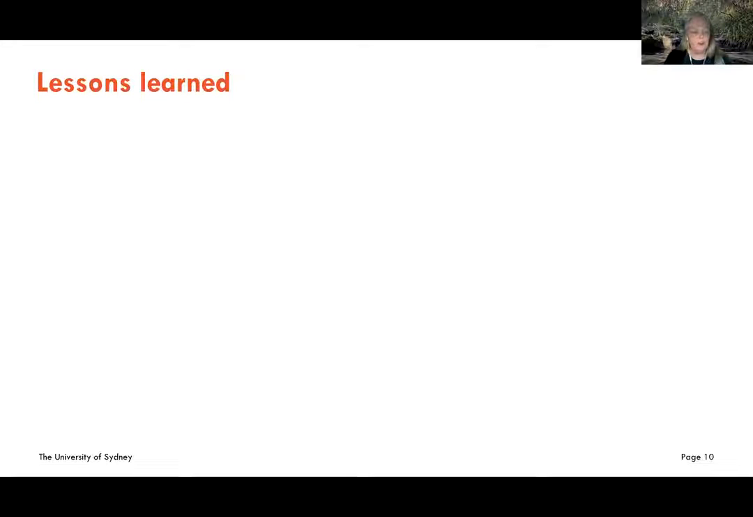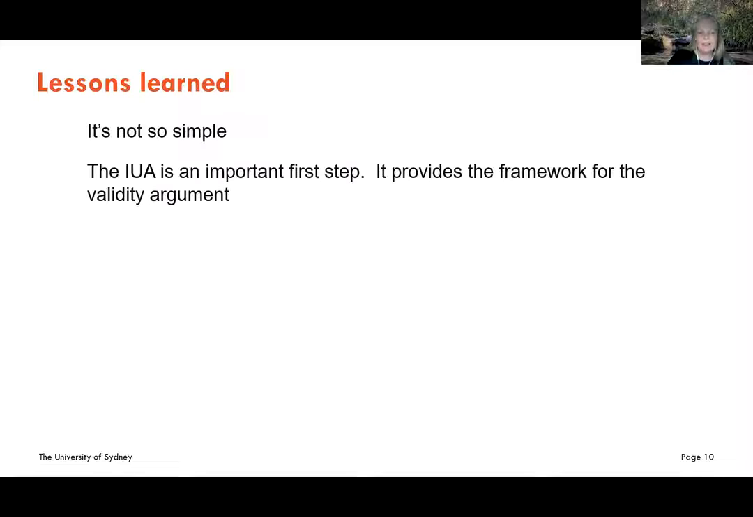So I thought I'd finish off with some of the lessons that we've learnt so far using Kane's approach. First, it's not so simple. Developing a coherent and complete IUA and validity argument requires a lot of work and it's quite iterative. Second, never underestimate the importance of the IUA. Without this first step, you have no framework to build your validity argument.